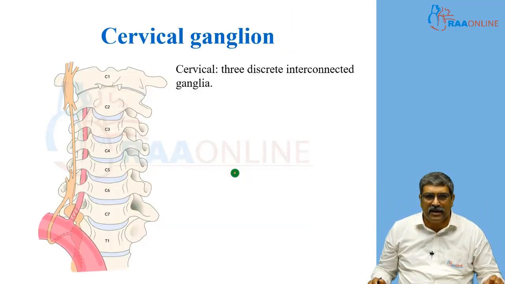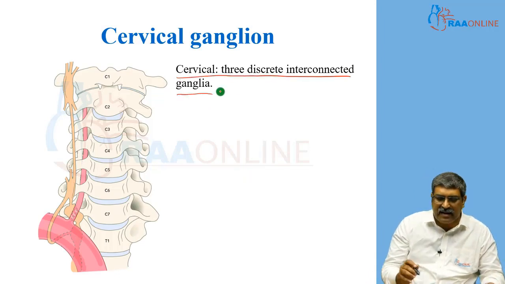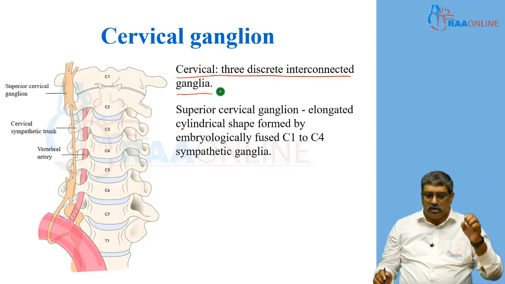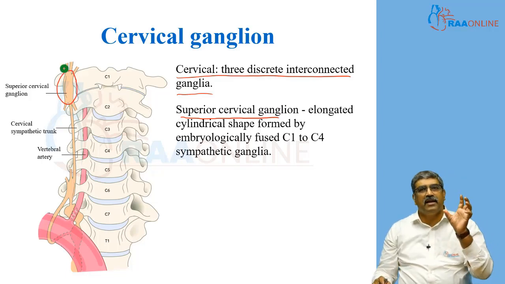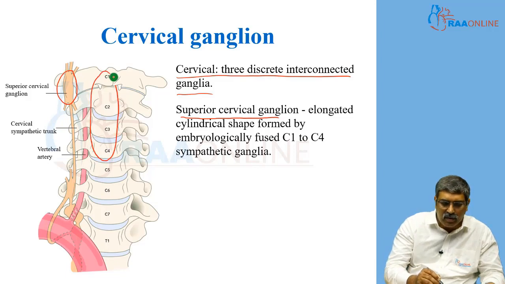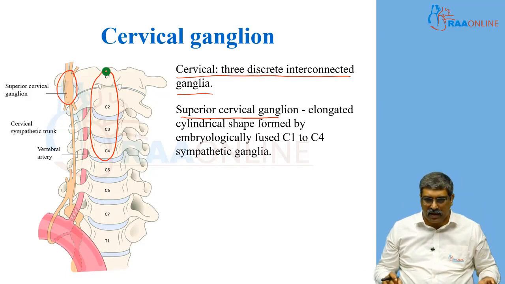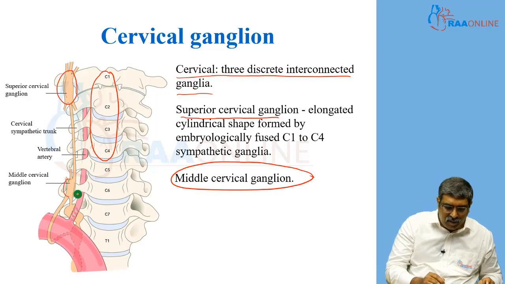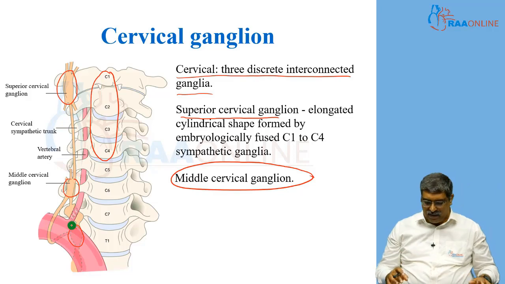Coming to cervical ganglion, there are three distinct interconnected ganglia. You have superior, middle and inferior cervical ganglion. The superior cervical ganglion is an elongated cylindrical shaped ganglion which is formed by the fusion of C1 to C4. All four join together to form a single superior cervical ganglion. Then comes the middle cervical ganglion, which is between the superior and the inferior cervical ganglion.